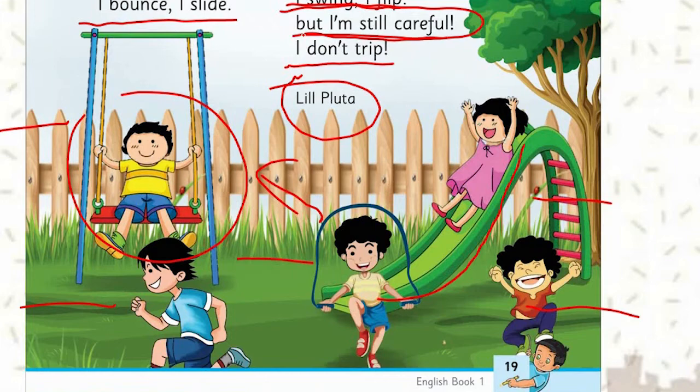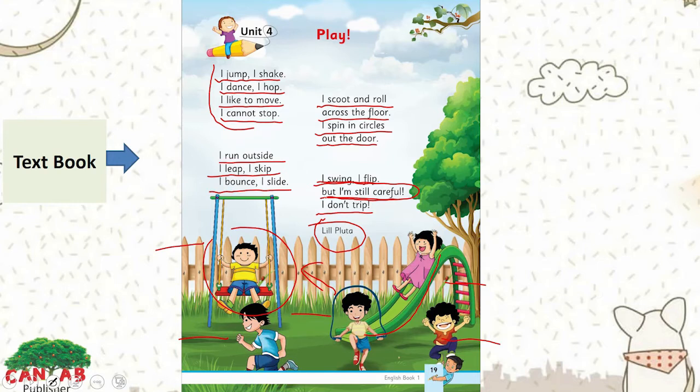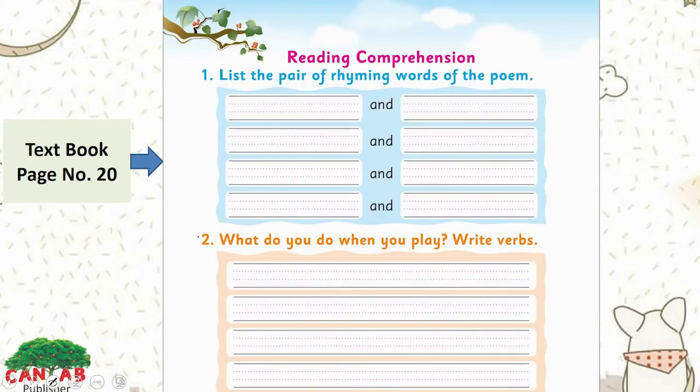Poem written by Pluta. This was a fun poem about playing. As you can see, all of the children are playing in the park here. Page number 20 of your textbook, we have an exercise here, reading comprehension.